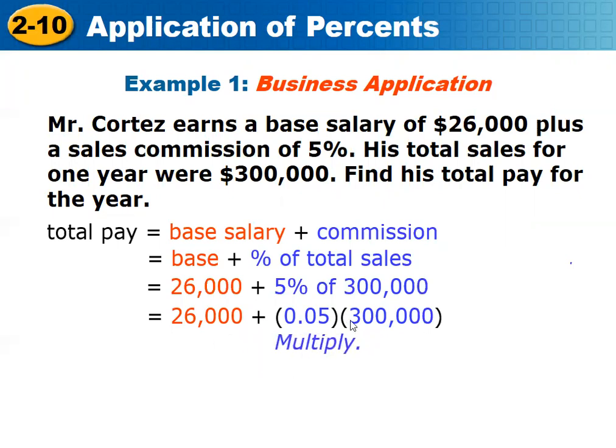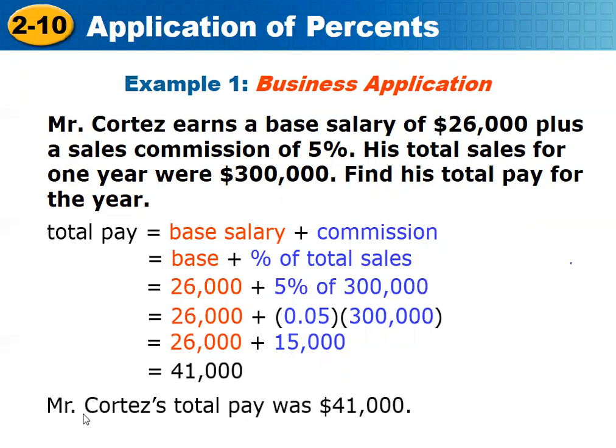Then we will multiply those together. And then 26,000 is the base salary, and this is the commission which he is going to earn at the end of the year. So we will add them together. Then by the end, Mr. Cortez's total pay was $41,000.